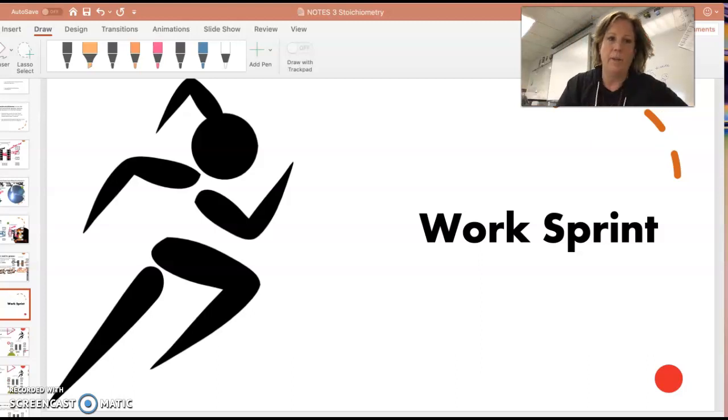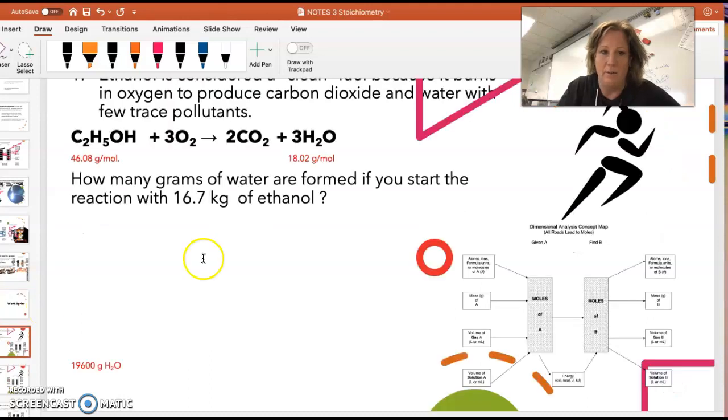All right, guys, so we are going to do a work sprint. I would recommend that you try these problems on your own, and the answers are really small, but they're on the slide in red. If you're not getting the right answer, then go back and watch the video. This video gives you the solutions, which you only need to watch if you weren't getting the correct answers. So here we go.